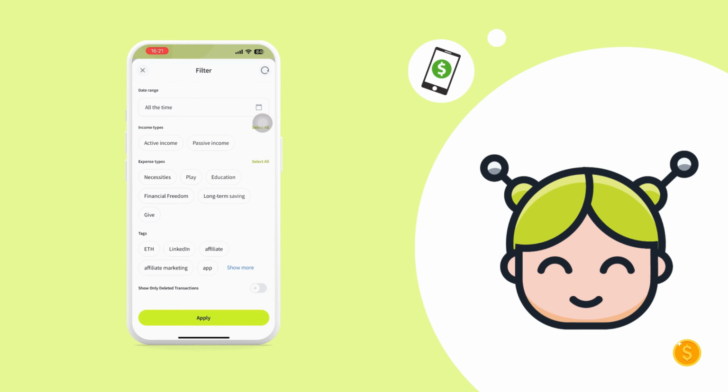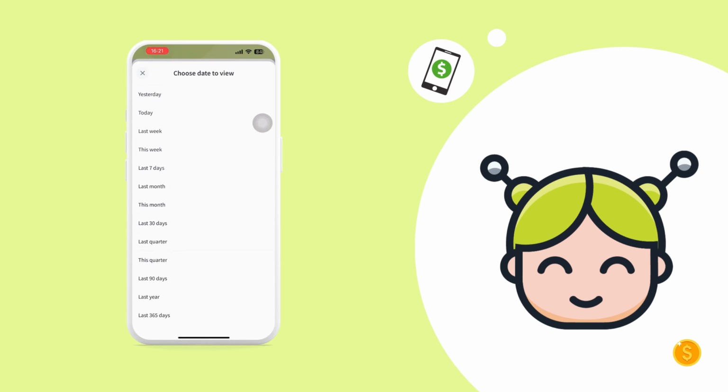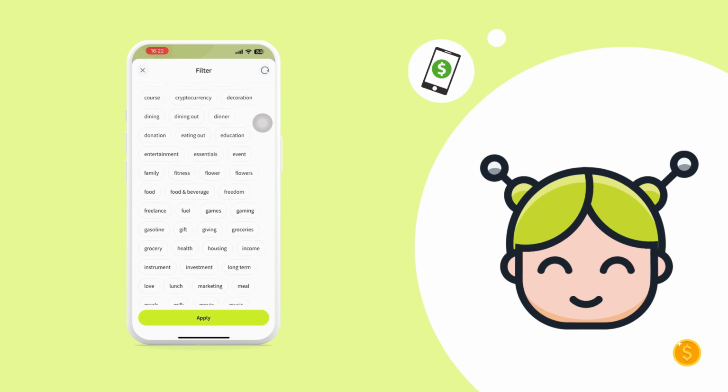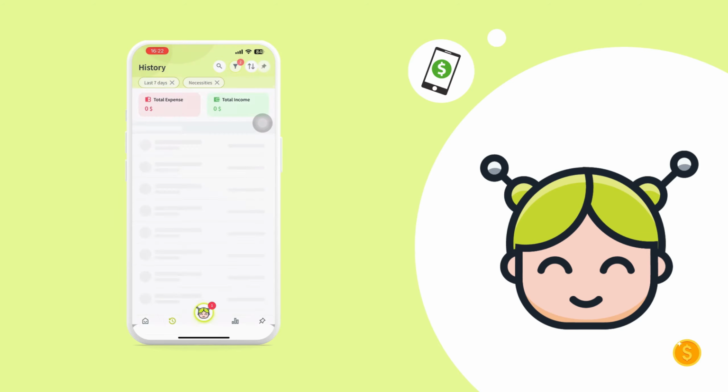I'll show you how I set up a report for my recent expenses. Tap Filter, select a date range. I'll choose the last 7 days, then choose an expense category like necessities. You can also expand the filter options to include specific tags for even more control. Once your filters are set, click Apply.